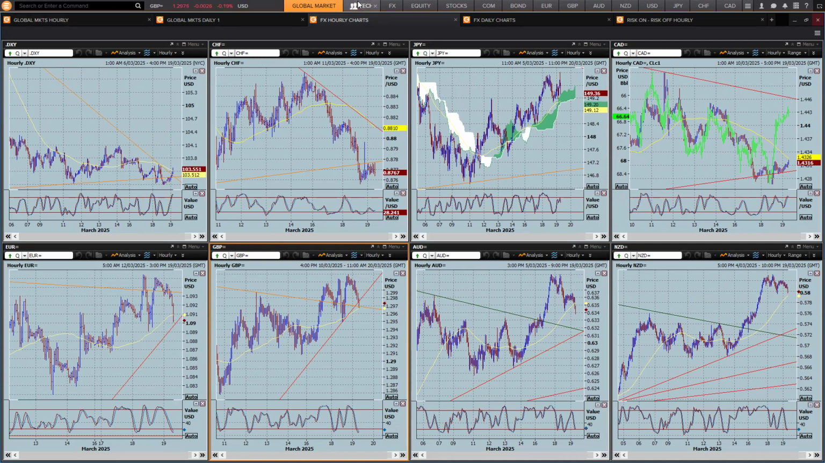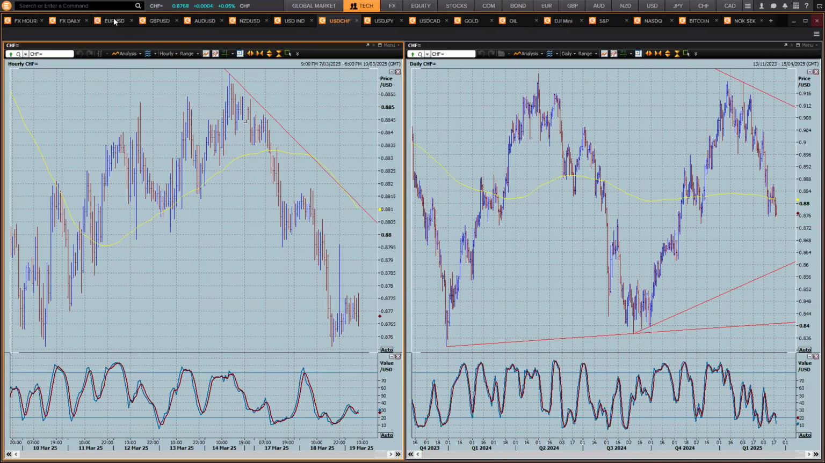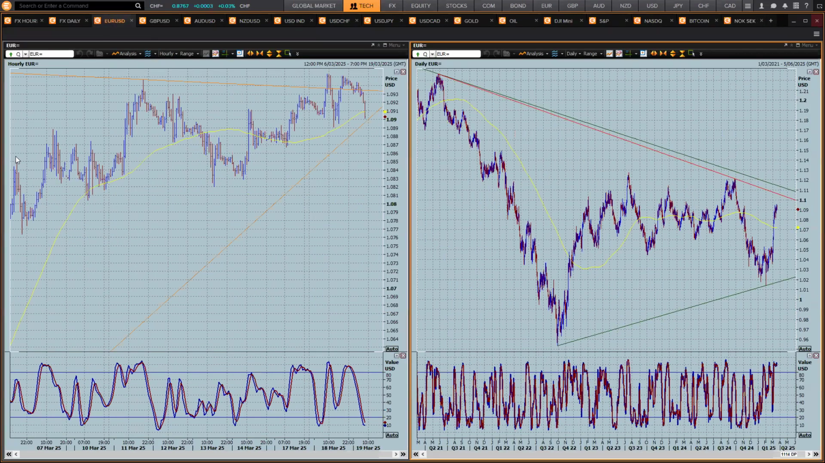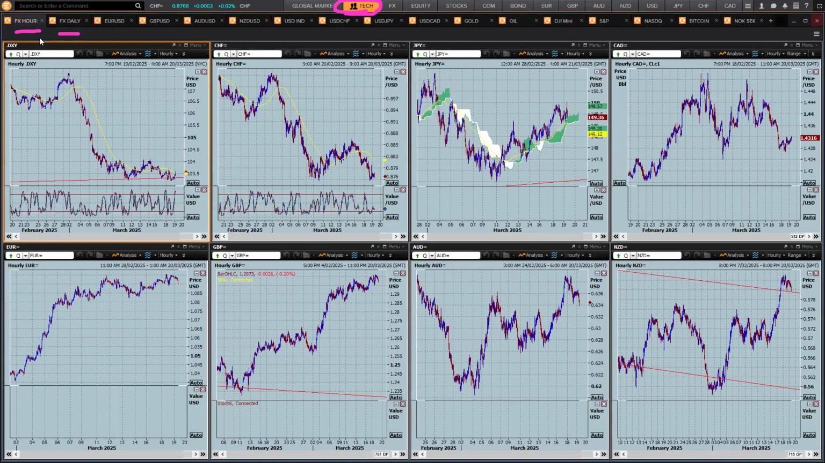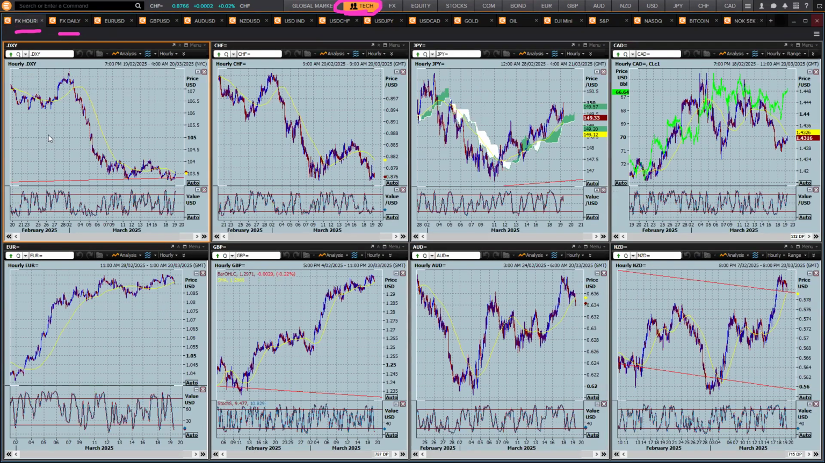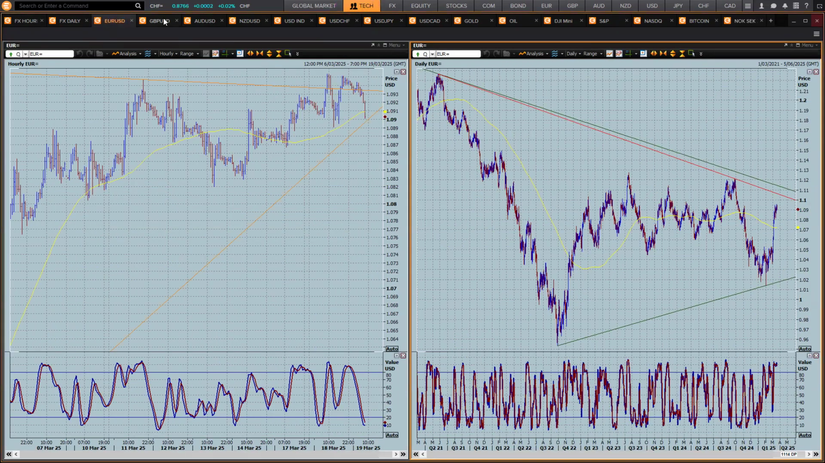What I want to show you is how I get my charts up. Under my tech template, I've got the hourly and dailies, a cross section of the market. It's pretty much the same as the other page; it just saves me changing pages again. Then I've got all the major instruments at the top, plus some of the commodities, metals, and the indices, and even Bitcoin for that matter.